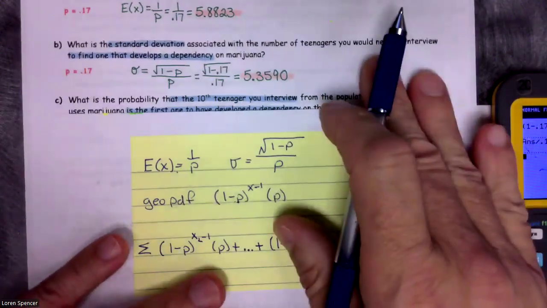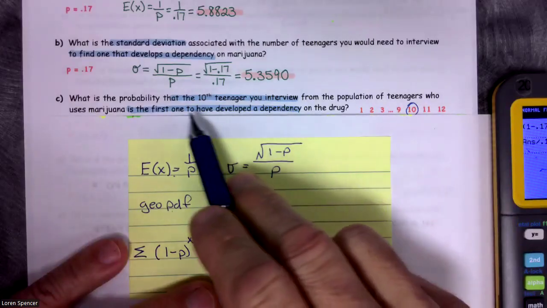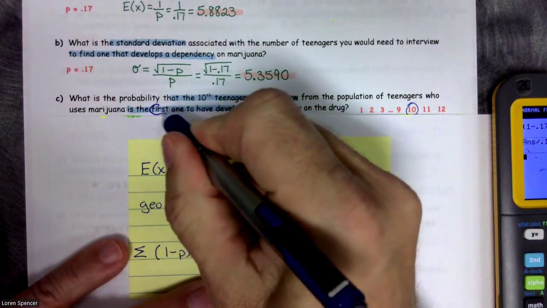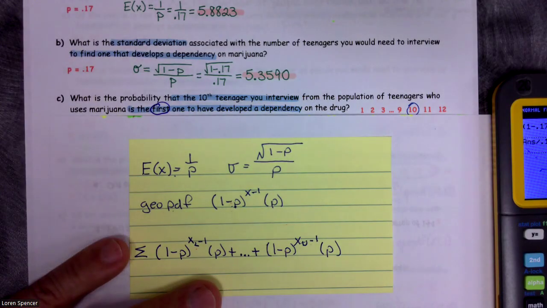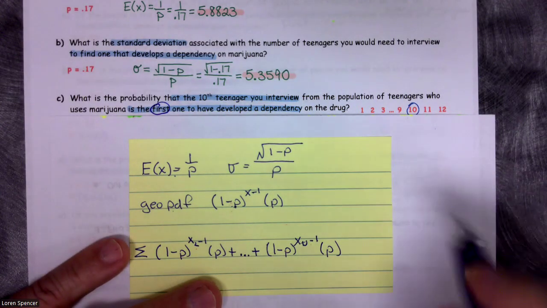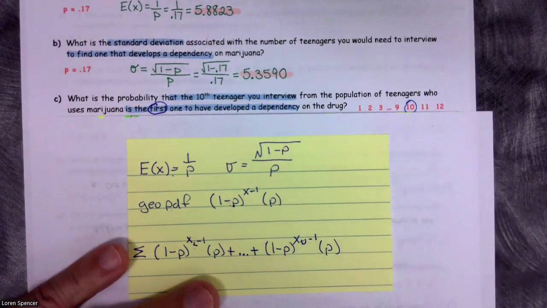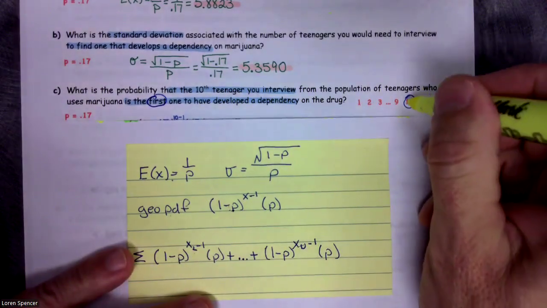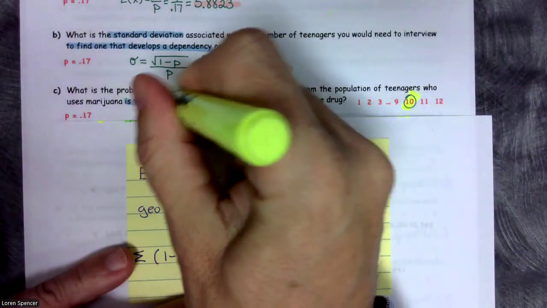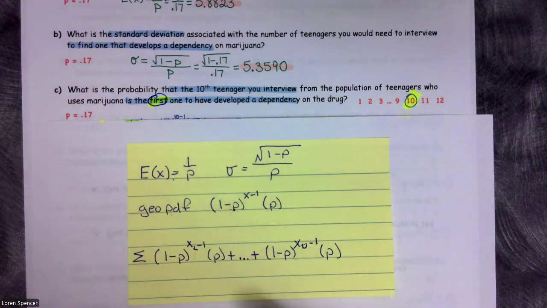What is the probability that the 10th teenager you interview from the population of teenagers who use marijuana is the first? As soon as I see the word first and I don't have a group, and I'm looking for the first, I'm thinking this is a geometric. So I make my number line, super important, and we're looking for the 10th person. The first success is what tells me it's a geometric, but we're looking for the 10th person. My probability is still 0.17. My x value is going to be 10.